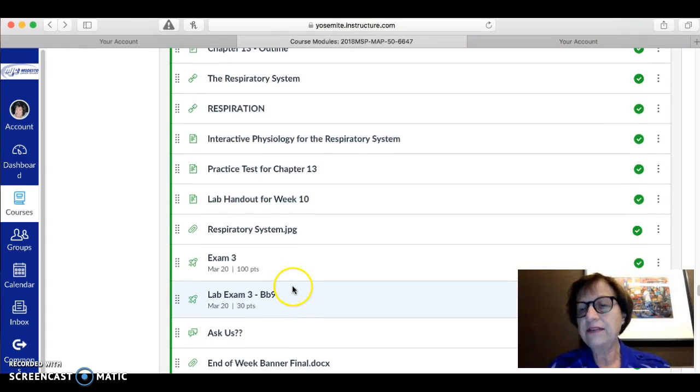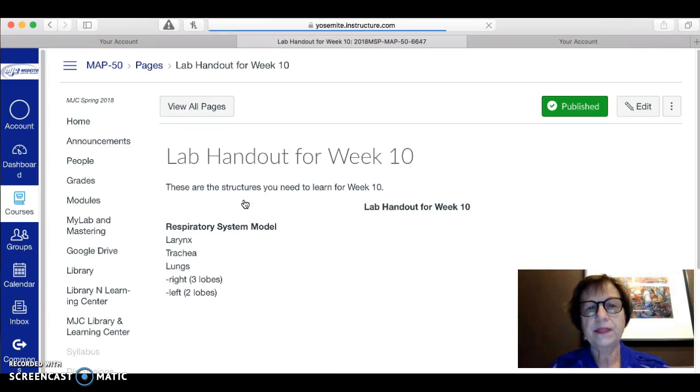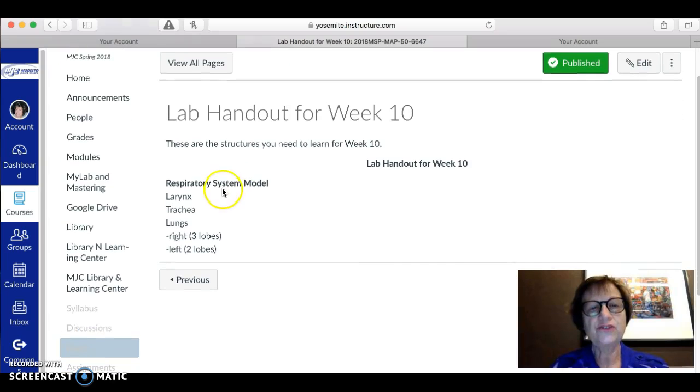There isn't a lot of lab this week. Just structures of the respiratory system for the lab. So you have a model of the lung and the respiratory system.